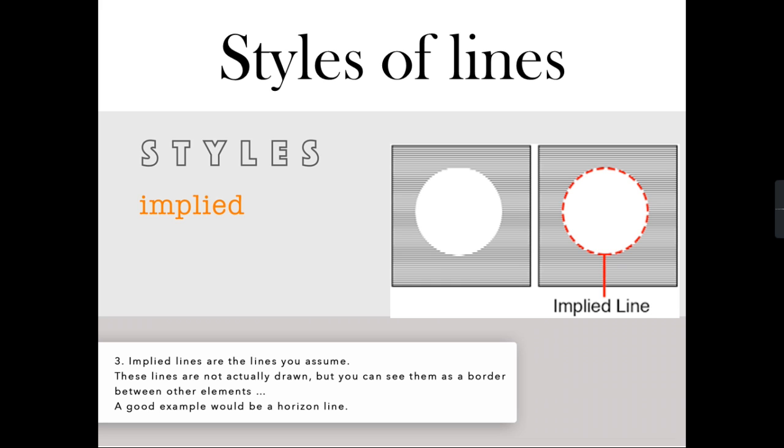Number three, implied lines are lines you assume. They are not actually drawn, but you can see them as a border between other elements. A good example would be a horizontal line. Like in this picture, this white circle is formed with implied lines. It's not actually drawn as a circle. It's drawn through these horizontal lines parallel to each other. Then this circle is formed through these lines.